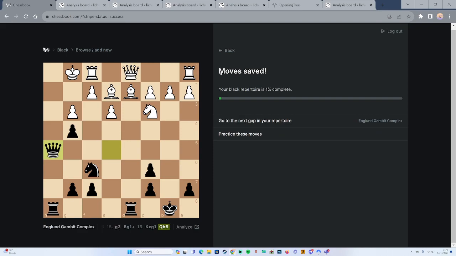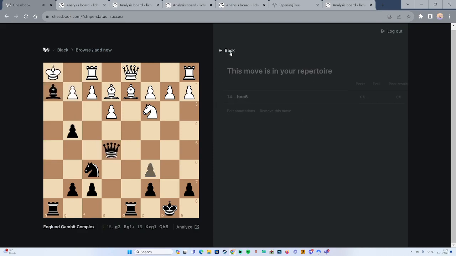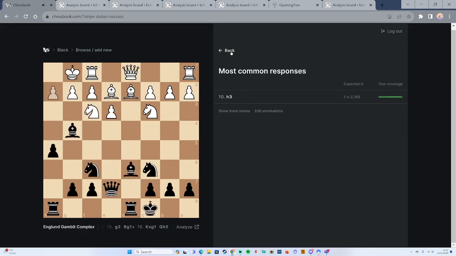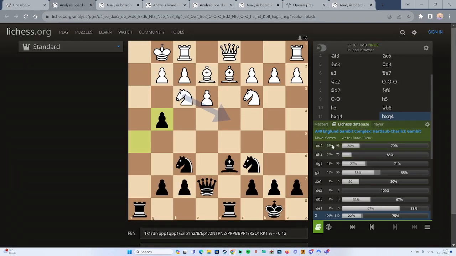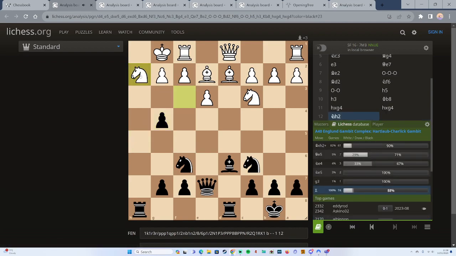Now the problem is I need to go back now, because we need to go back to this sideline. All of this we don't need. Right, so here we've got h3. So we just looked at what happens if they do... No, we do king to b8. And then what happens if they take, we take, and we looked at knight to d4. But now we need to look at the options. Instead of knight to d4, we'll look at knight to h2. That's the next most common.